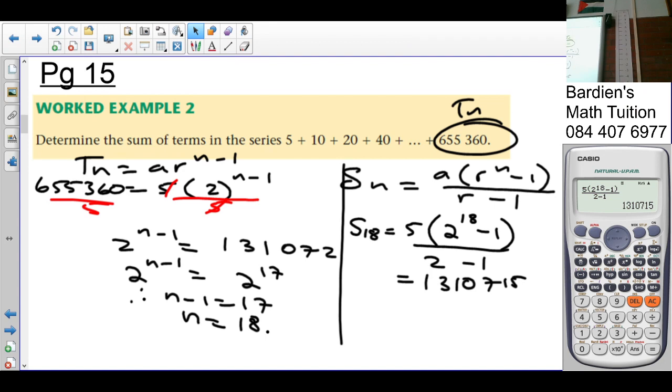You all agree with that? Is there any confusion? Nothing. Alright.